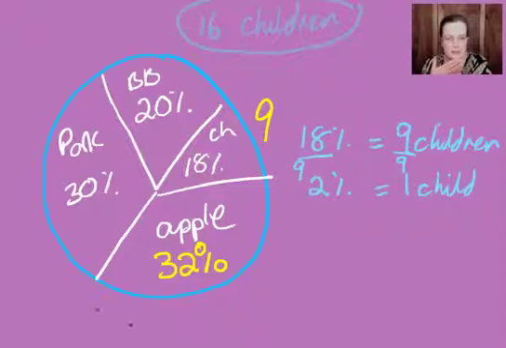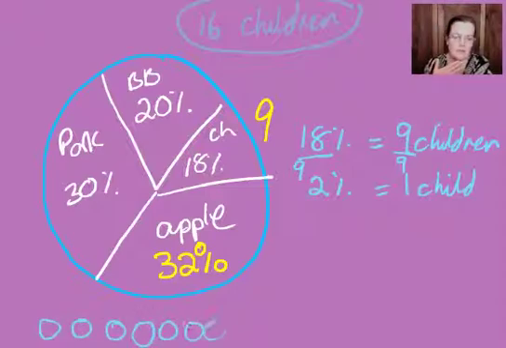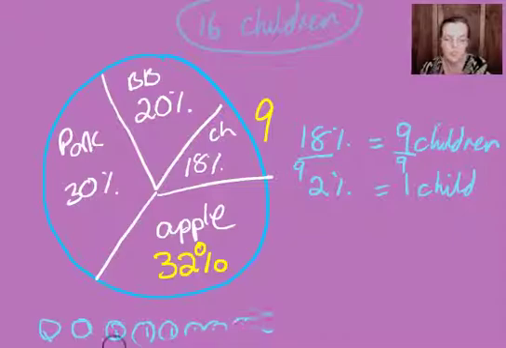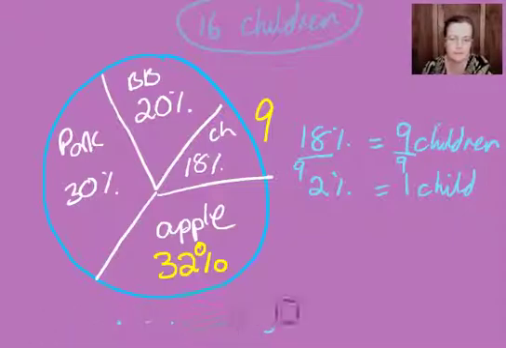What we've really done is we've got our 9 children here. 2, 3, 4, 5, 6, 7, 8, 9. And we've divided our 18% equally between them. And then we find that they end up with 2 each. That's why we divided it by 9. So 1 child equals 2%. But how many percent did we want to find out?